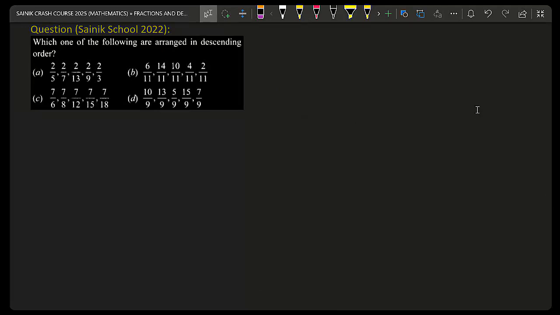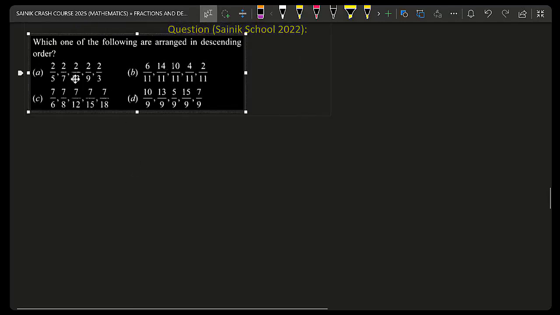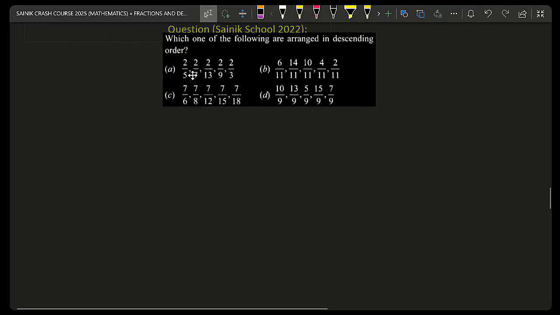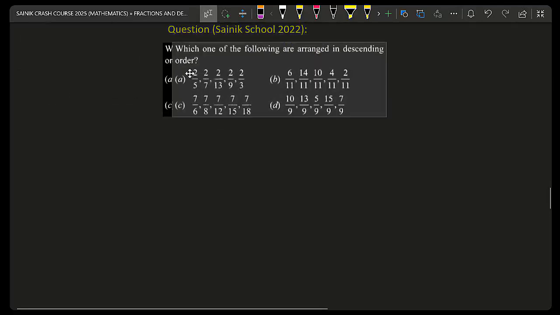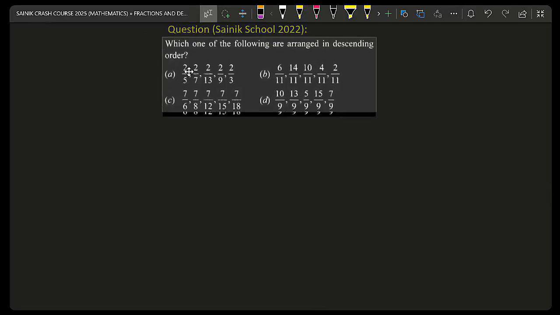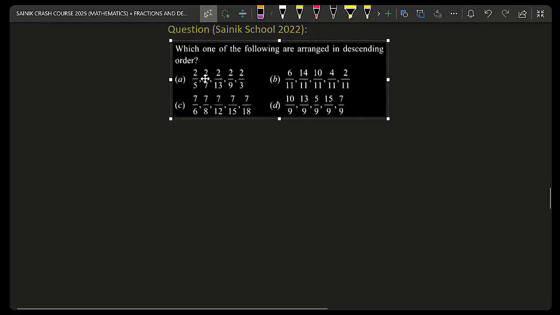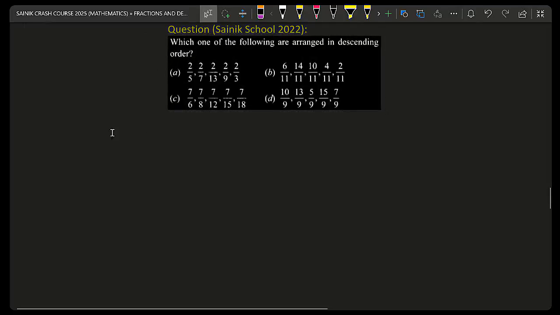Sir, can you move the question to the right side? Okay, Abhijay, this problem is there when I am giving you the mic, right? Yes, sir. Sir, it was zoomed. Okay. Now is it visible? Yes, sir.